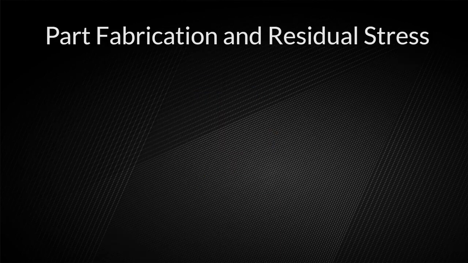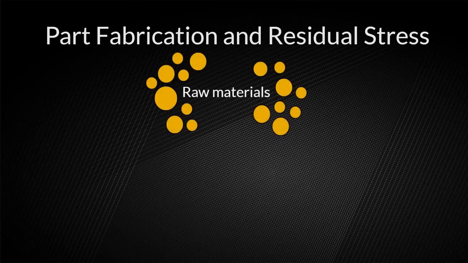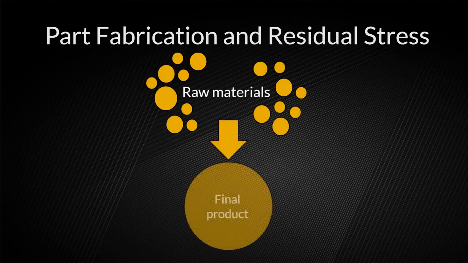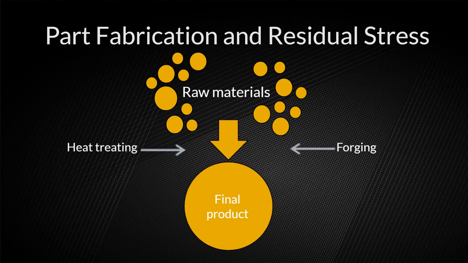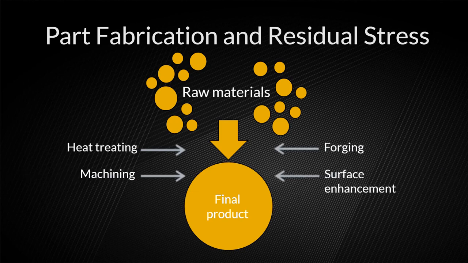How exactly does residual stress affect part fabrication? When the raw materials are manufactured into the final product, there are processes along the way: heat treating, forging, machining, and surface enhancement. Each process adds residual stress to the final product.